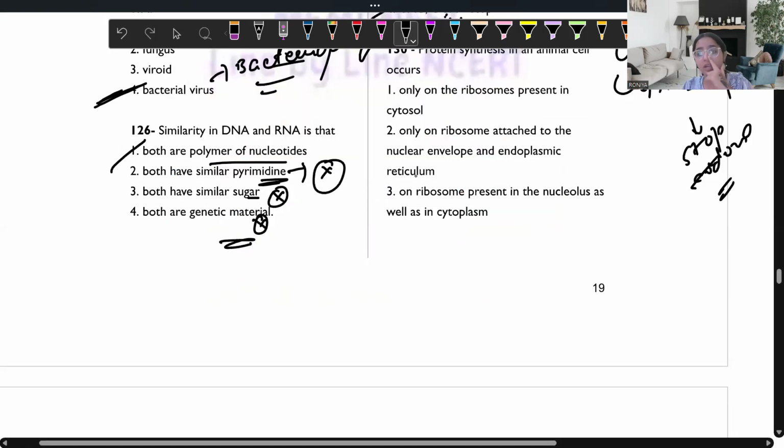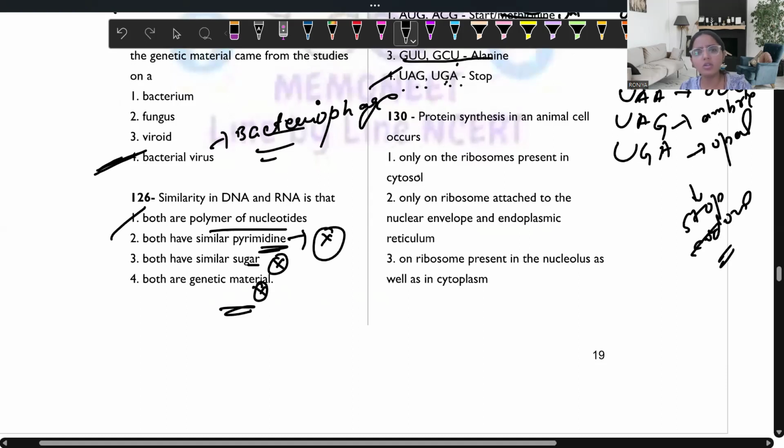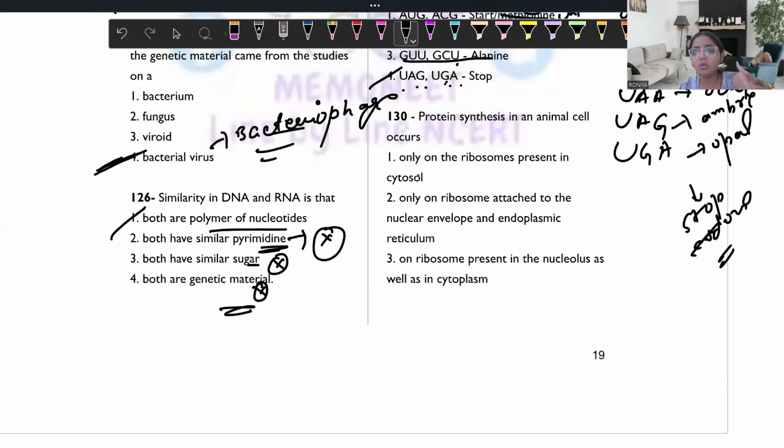See, I'll tell you one trick to solve MCQs. You cannot always know all the options, so you have to follow the rule of elimination. Eliminate the most wrong options, and then when you are left with the most correct options, use your brain.